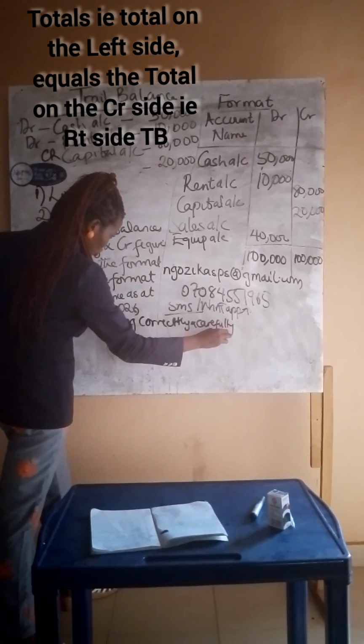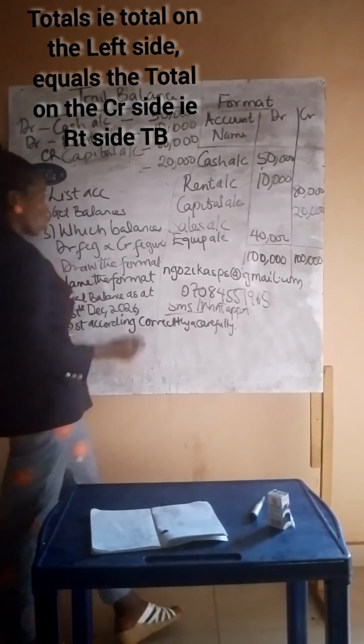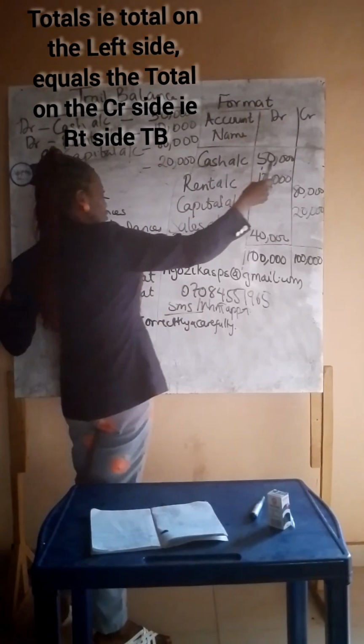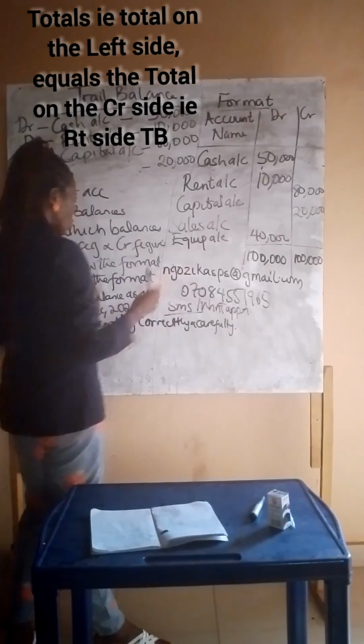Nobody's rushing you. So you check the sales account, or cash account. How much? 50,000 naira. Is it debit or credit? The debit balance goes on the debit side. So you keep doing that.